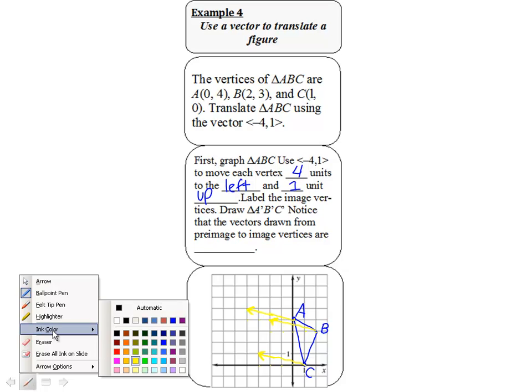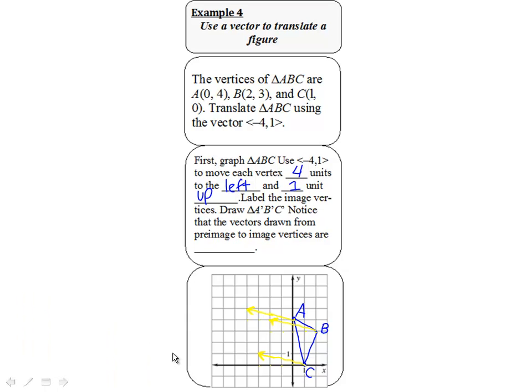So I'm going to get a new color here. So my end point, my B prime, is right here. My A prime should be right here. And then right here is my C prime. So this is my image. It's after the movement. My blue one is my pre-image, so before a movement. Notice how I labeled them.